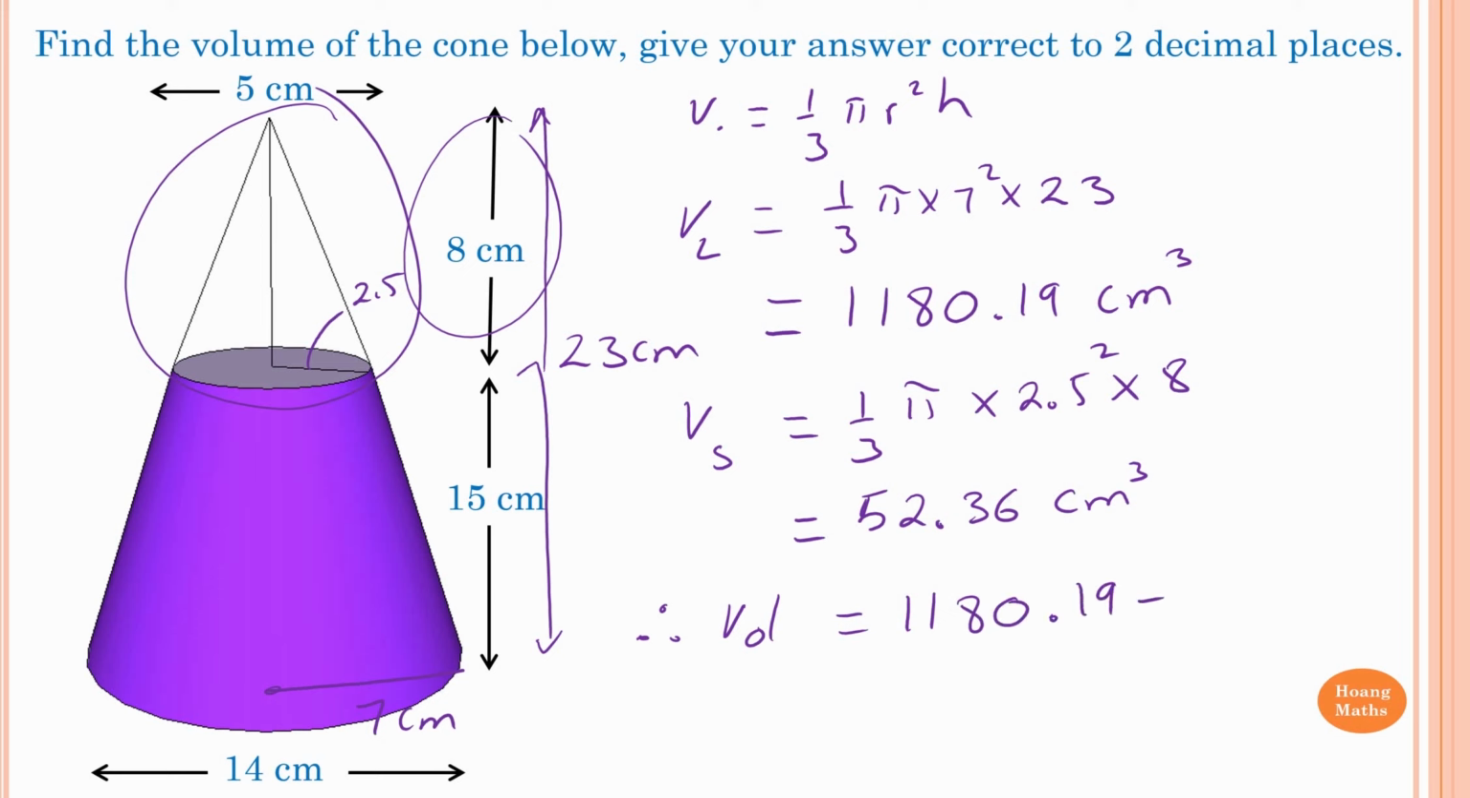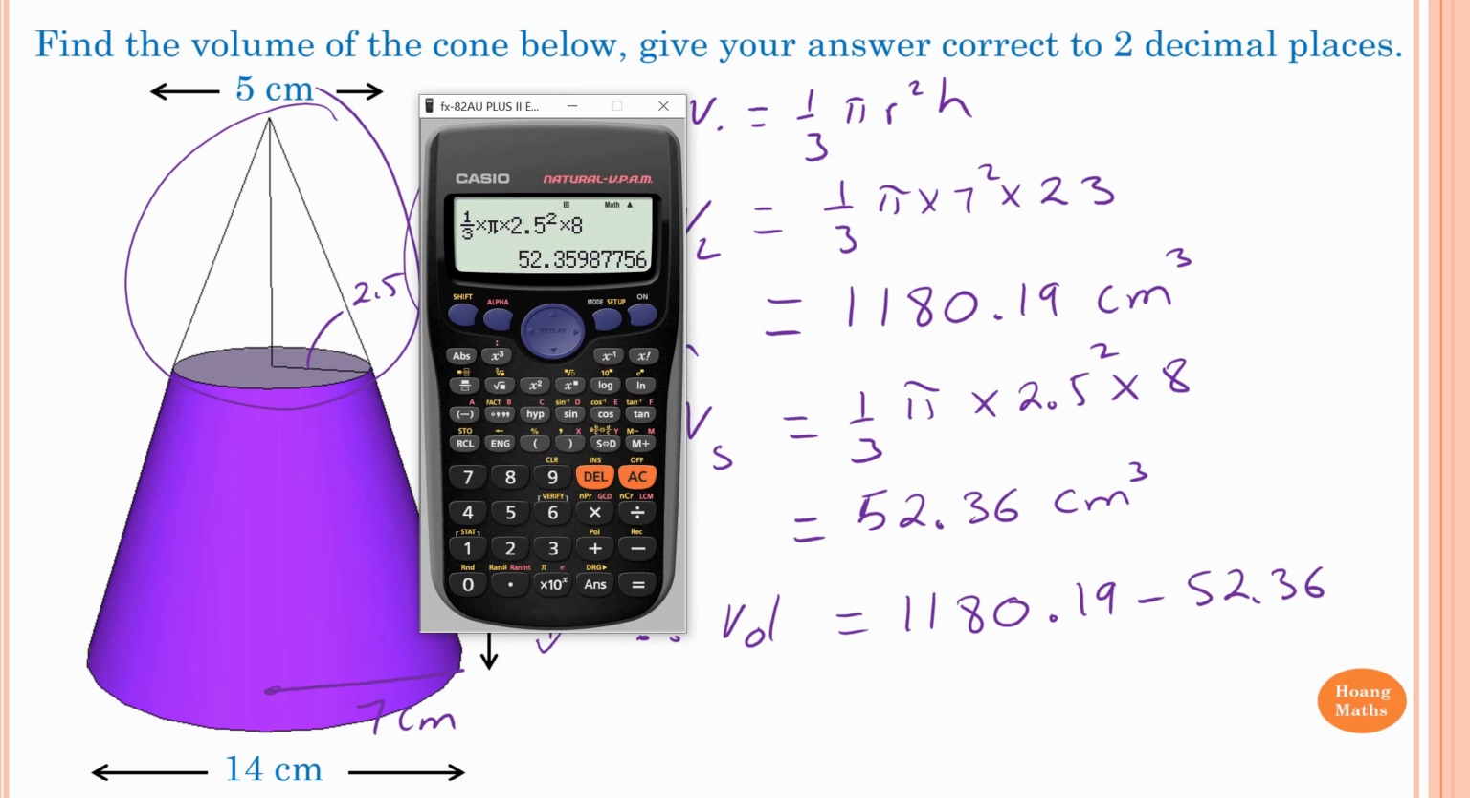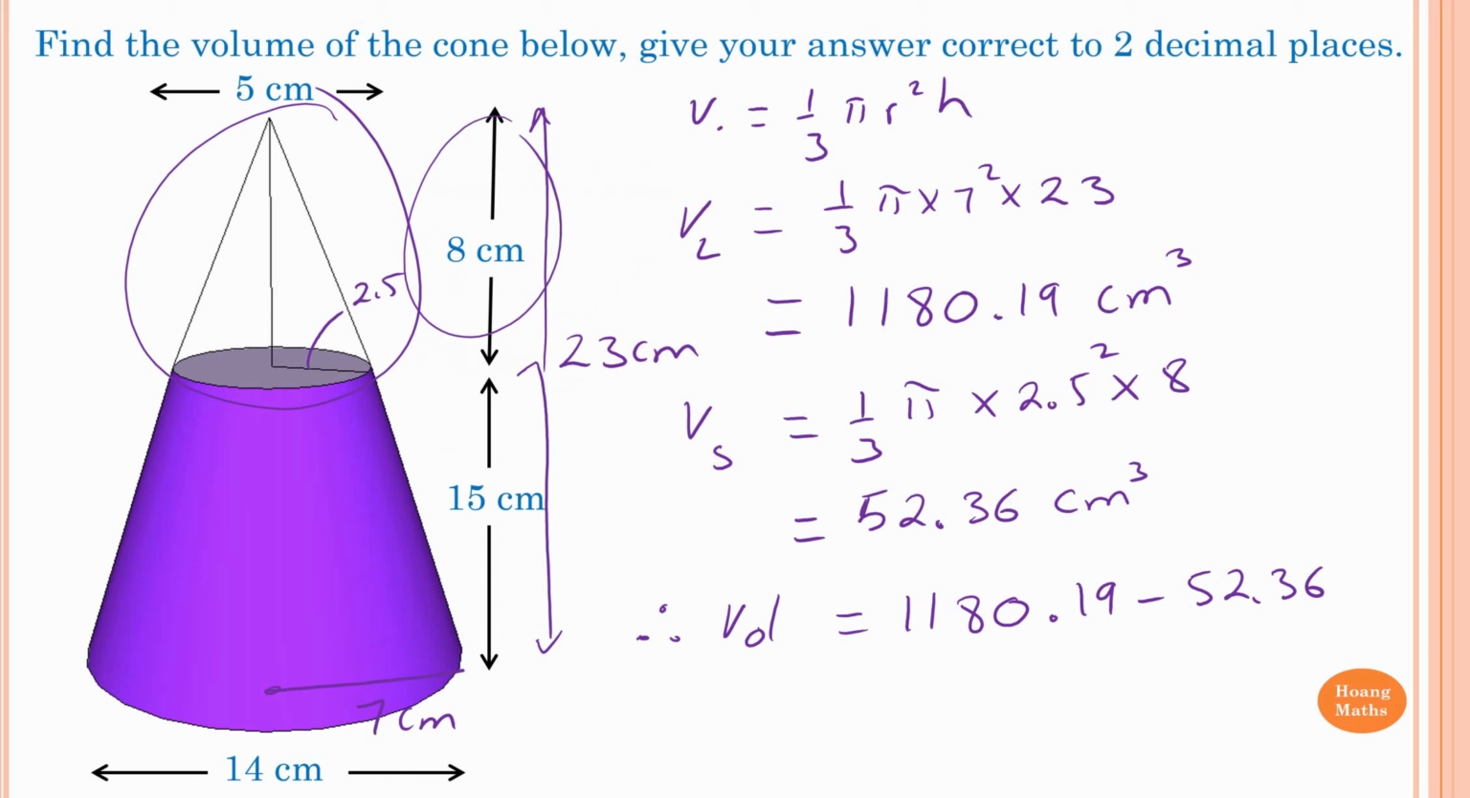1180.19 minus 52.36. And remember, I'm not going to use these numbers. I'm going to use the ones on the calculator, so it gives me a better answer. So just go, remember I stored in A earlier. So alpha A minus the last one, which is answer, is equal to 1127.83. Okay. 1127.83 cubic centimeters.